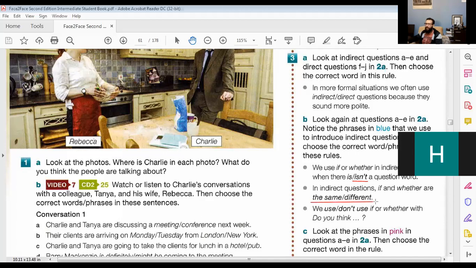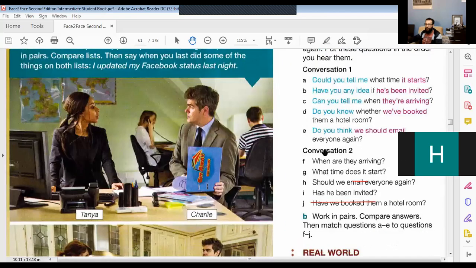No worries. Okay, let's check the third rule. It says we use or don't use if or whether with do you think. So let's take a look at the do you think question. Can you see the do you think question? This is the last question. So do we use if and whether for do you think? No. No. Can we use if or whether with do you think?